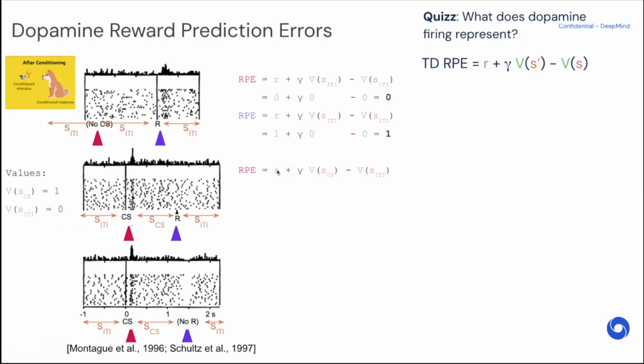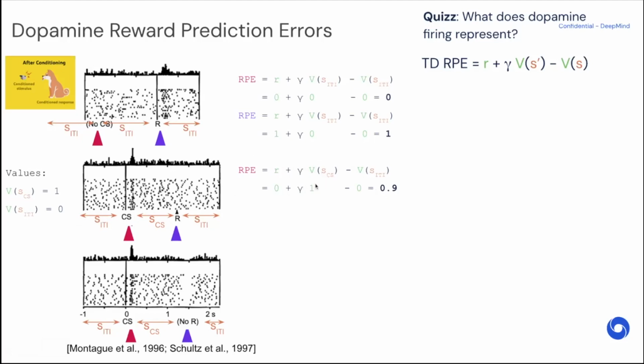What's the reward that we observe here? 0. Reward is 0. There's no reward given. We just see the CS. We just hear the bell. 0.9, exactly. Because we don't get a reward. No reward is being delivered. We just hear the bell.